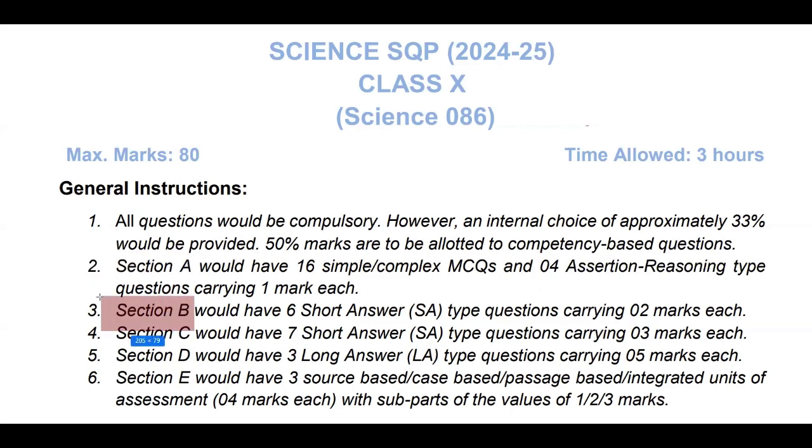Section B will have 6 short answer type questions comprising 2 marks each. Section C will have 7 short answer questions carrying 3 marks each. And Section D will have 3 long answer questions carrying 5 marks each. There will also be 3 case-based questions, and each will carry 4 marks, with some internal choices with parts or subparts.